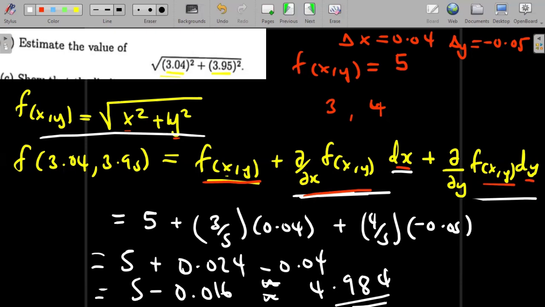So this is the approximation that I get, 4.984. And if I was to get my calculator and plug in these values and evaluate that, so when I put in 3.04 squared plus 3.95 squared, like that, I'll get an approximation of the square root, which would be 4.984385, and of course it's this close to this approximation. So this is how you estimate that value.